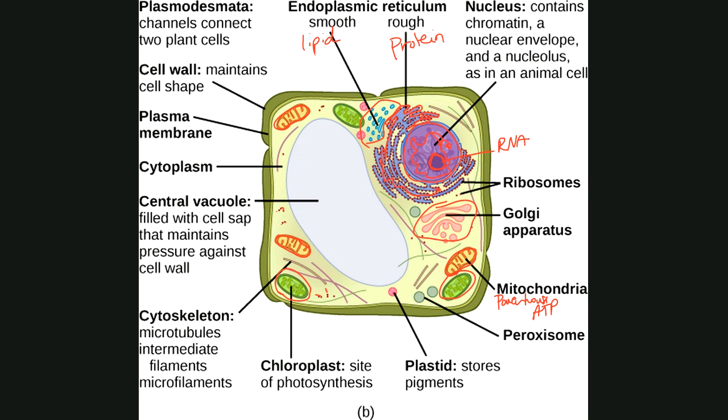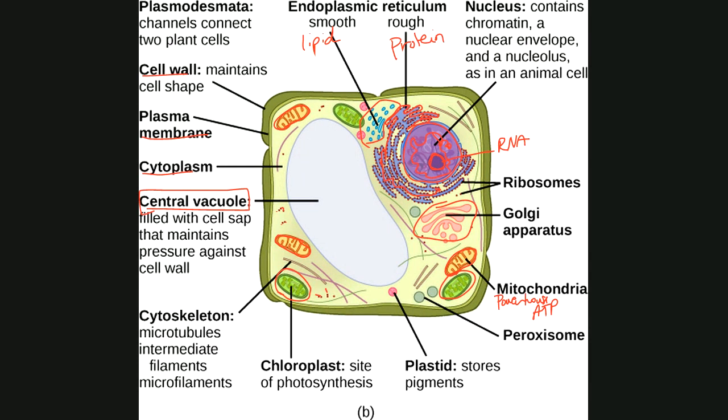Okay, the cytoplasm, that's the cell soup, right, that all the organelles are in. We've already talked about the plasma membrane is the gatekeeper. The cell wall is outside of the plasma membrane, okay? Animal cells do not have a cell wall. This is a plant cell, has a cell wall. Central vacuole is an organelle that is not found in animal cells. It's found in a plant cell.